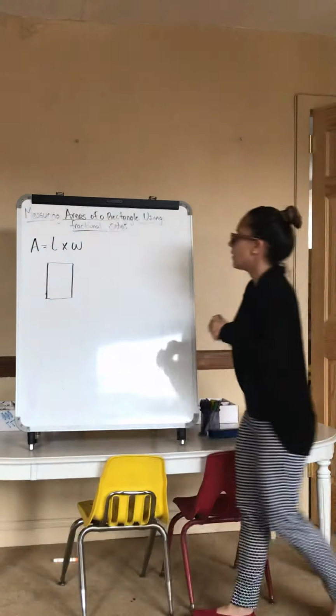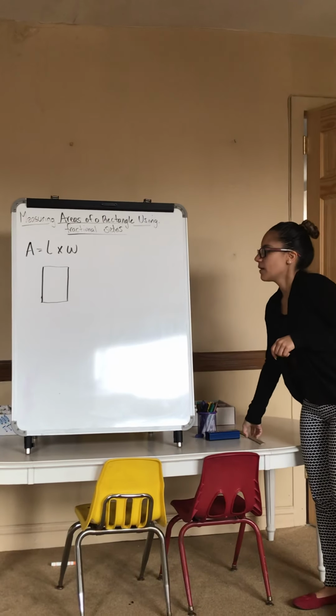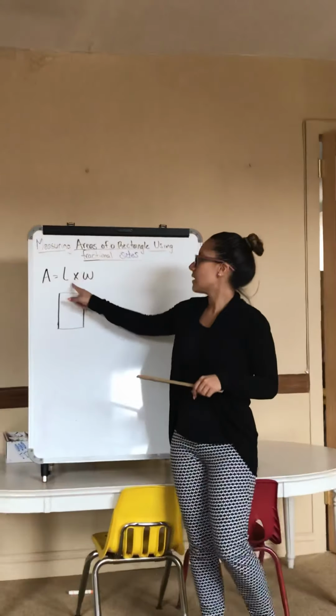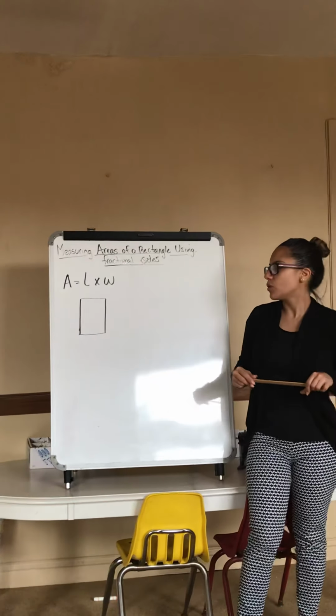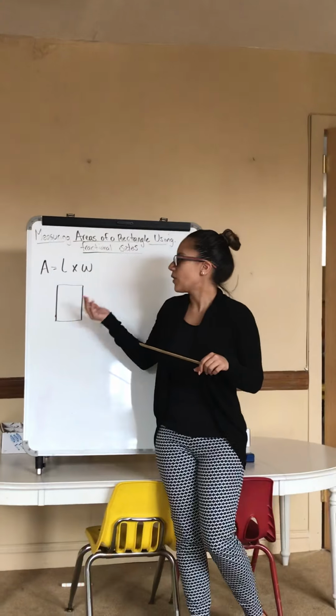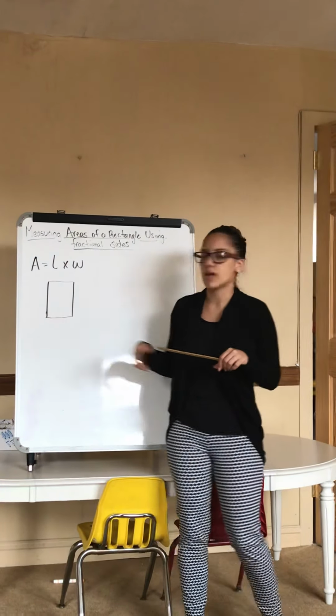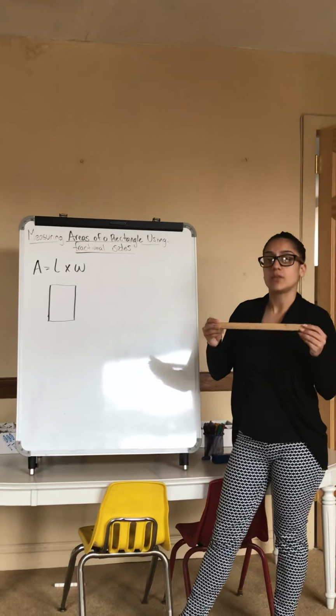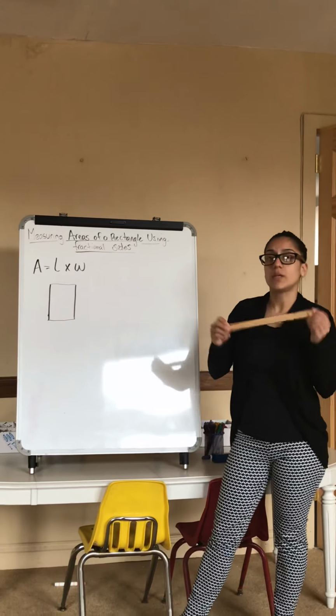Okay? Now, length times width is area. So, how can we measure the sides of our rectangle? Yes, good. We can use a ruler. We can use a ruler as a tool to help us to measure the sides of a rectangle so that we can find out the area. So we're going to pretend that we're going to be using a ruler today. So we're going to make believe that this side is 2 inches and this side is 2.5 inches.